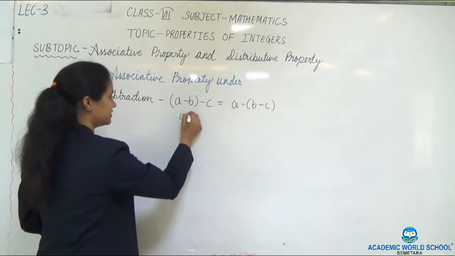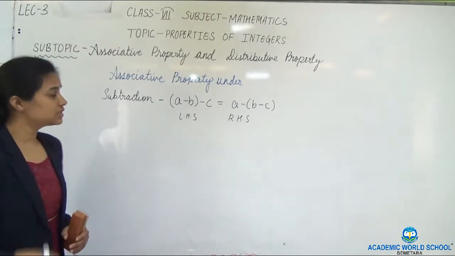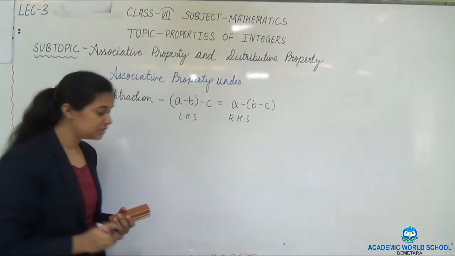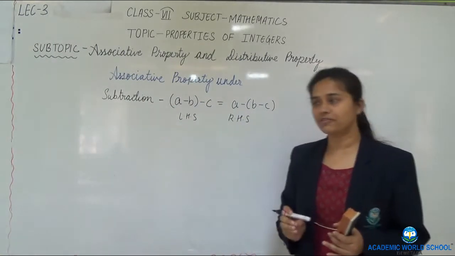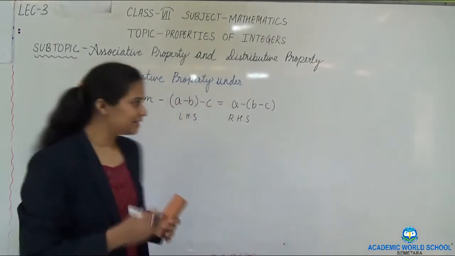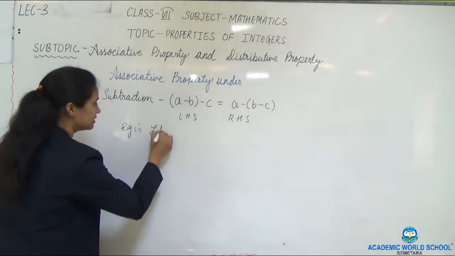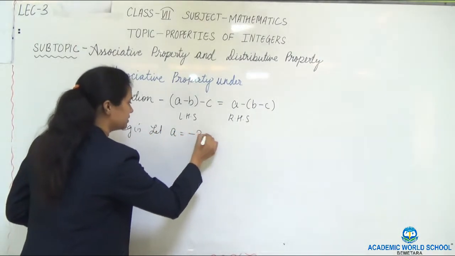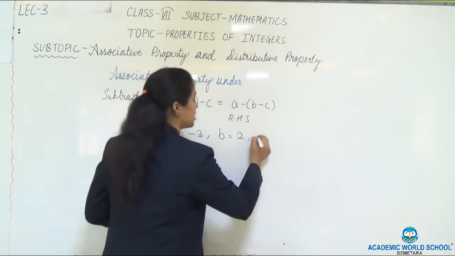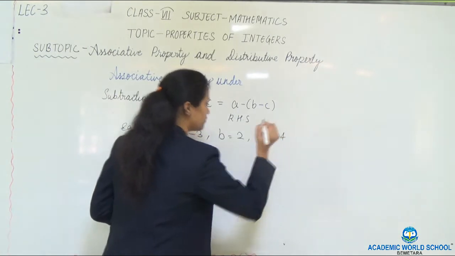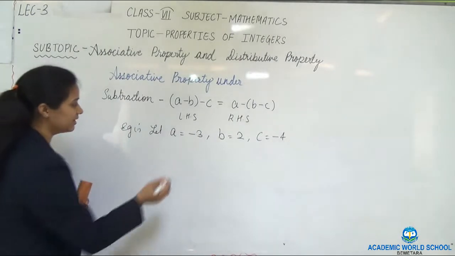Again, this is the left hand side and this is the right hand side. Again, for some values, we need to take the values of A, B, C as integers. A, B, C, all of them should be integers. So consider an example and solve it. Let A equals -3, B equals 2 and C equals -4. I have taken A, B, C as integers. All of them are integers.